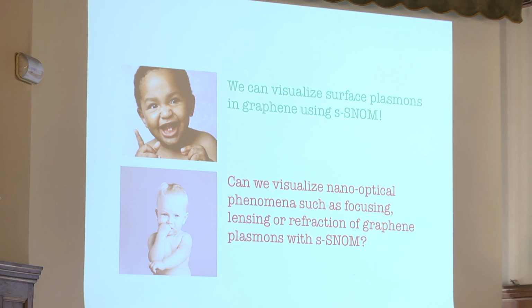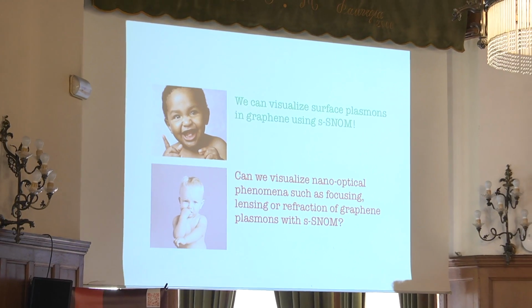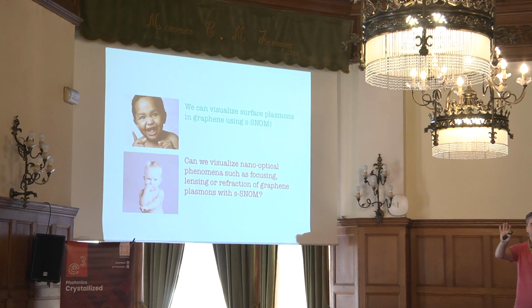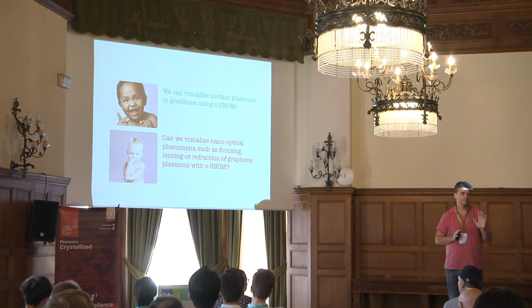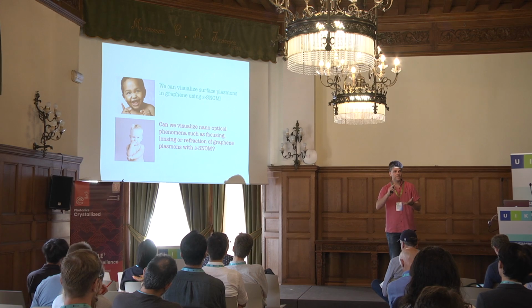But now the question is, can we visualize nano-optical phenomena such as focusing, lensing, or refraction in graphene with plasmons? So not only making this interferometry measurement, where you see that there are fringes and then you can see that there are plasmons, but see the wavefronts, how they propagate. So making a snapshot of the propagation. This is different. Okay? And by making the snapshot, you can see focusing, you can see lensing, you can see all that stuff. Okay?